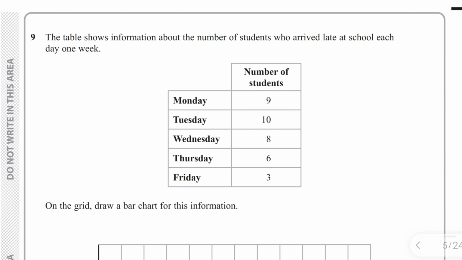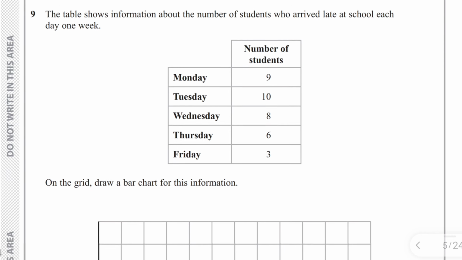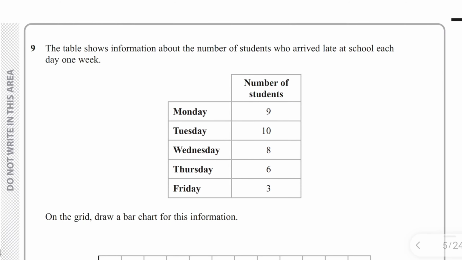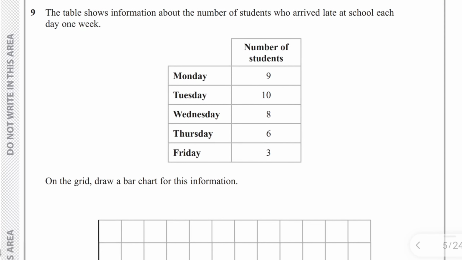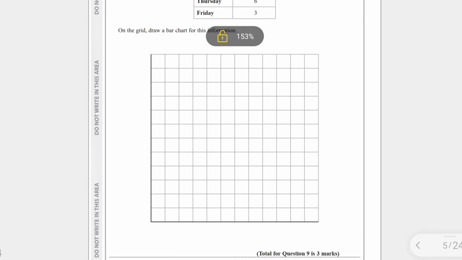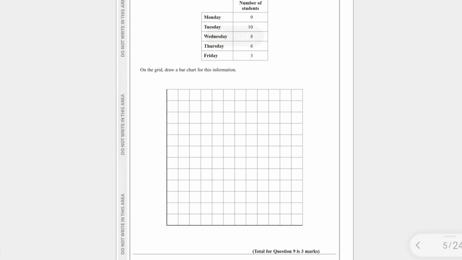The table shows information about the number of students who arrive late at school each day of the week. So on Monday, we have 9 students who are late. Tuesday 10, Wednesday 8, Thursday 6, and Friday 3. And we're asked to represent this information in a bar chart, so that's easy.